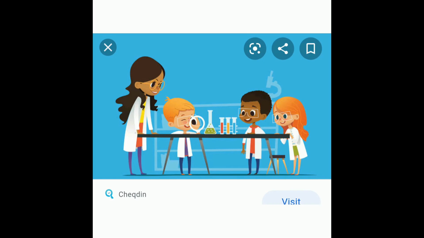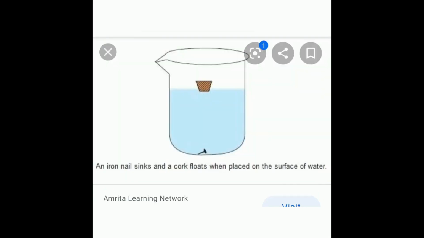Okay, let's perform another experiment today. Take a glass of water and put an iron nail into it. What will happen? Will it sink or float? Do you know what the result will be? Whatever the result, you should take down the inferences or observations. Okay, will it sink or float?